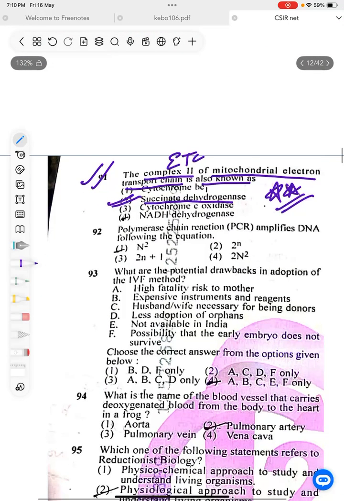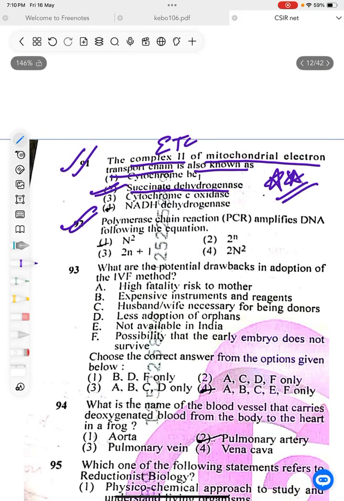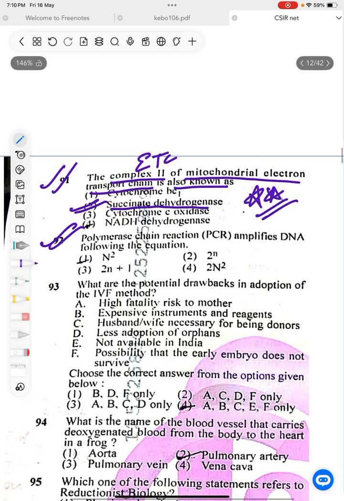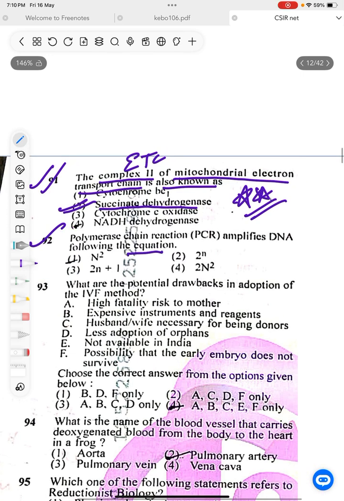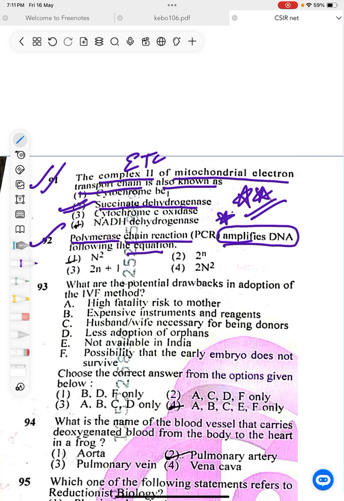Next question. This question asks about the equation of PCR. What is PCR? Polymerase chain reaction. What is the function of PCR? It amplifies the DNA, doubles the DNA. But what is the equation? This type of condition is found, 2n, because it doubles the DNA.